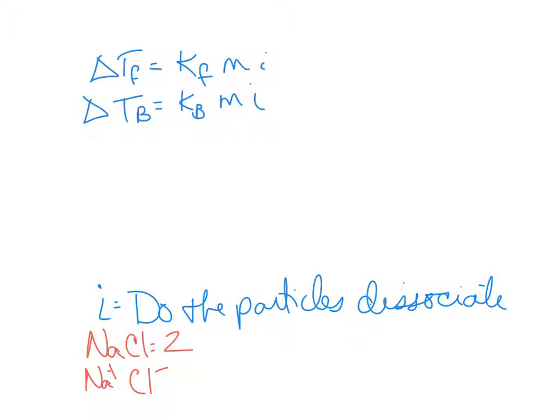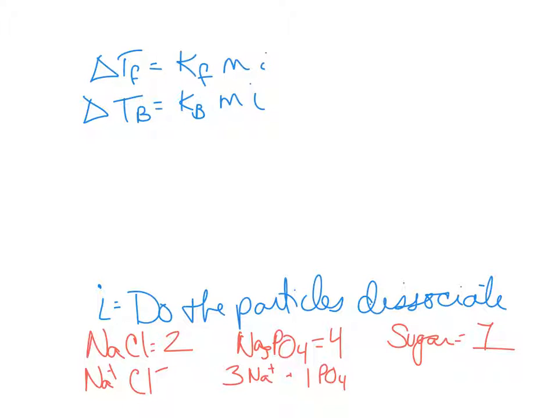Something like, let's do sodium phosphate, Na3PO4. That is going to break into 4 pieces, because you'll have 3 Na's and 1 PO4. Something like sugar, which is a covalent compound, has a Van't Hoff factor just of 1 because it's just one sugar. So you just have to multiply it by the number of particles because that's the only thing that colligative properties depend on.